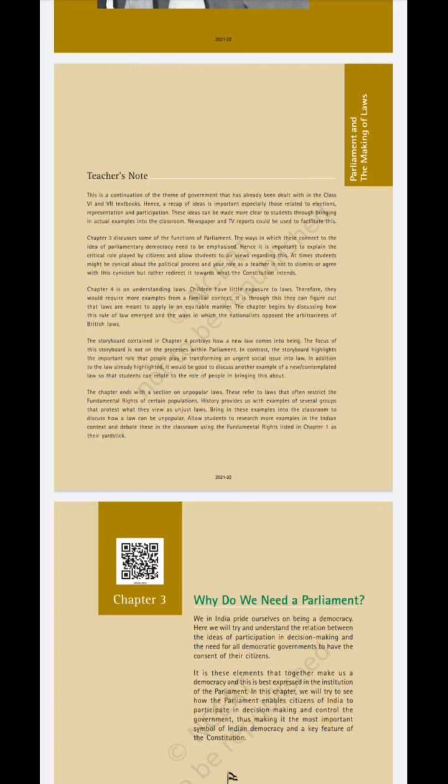The chapter ends with a section on unpopular laws. These refer to laws that often restrict the fundamental rights of certain populations. History provides us with examples of several groups that protest what they see as unjust laws. Bring these examples into the classroom to discuss how a law can be unpopular. Allow students to research more examples in the Indian context and debate these in the classroom using the fundamental rights listed in chapter 1 as their yardstick.